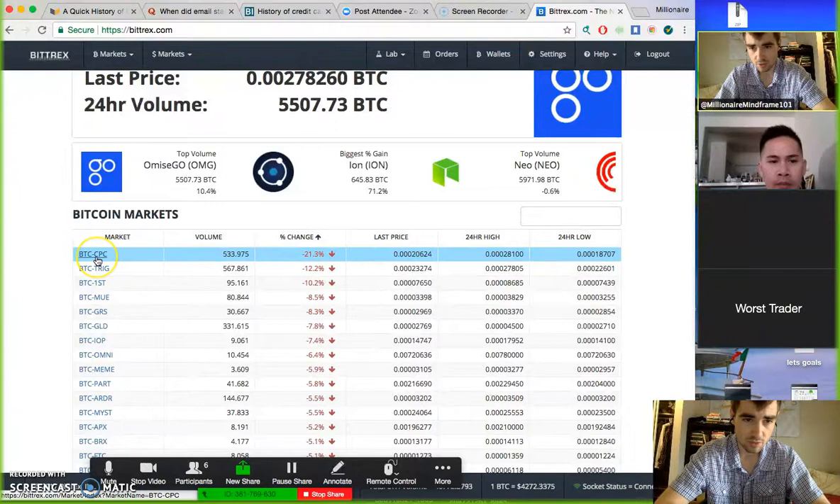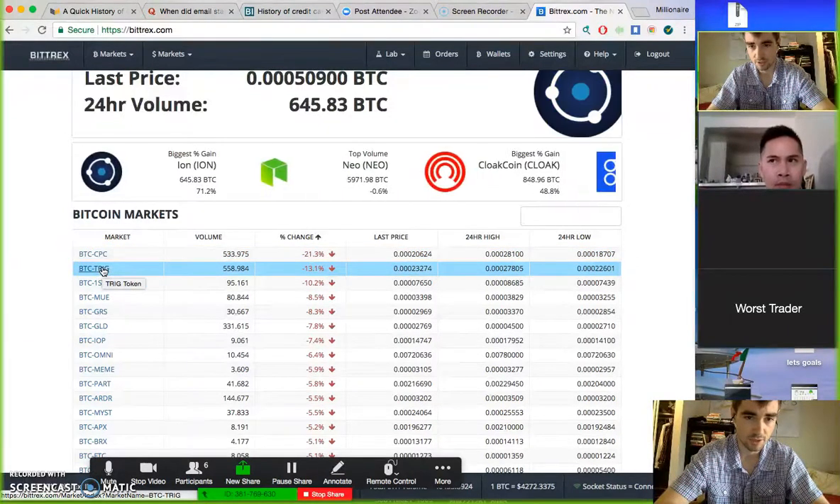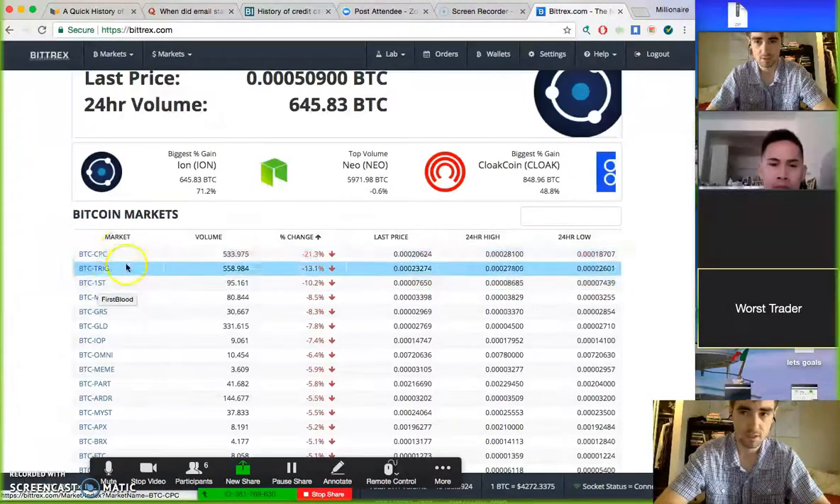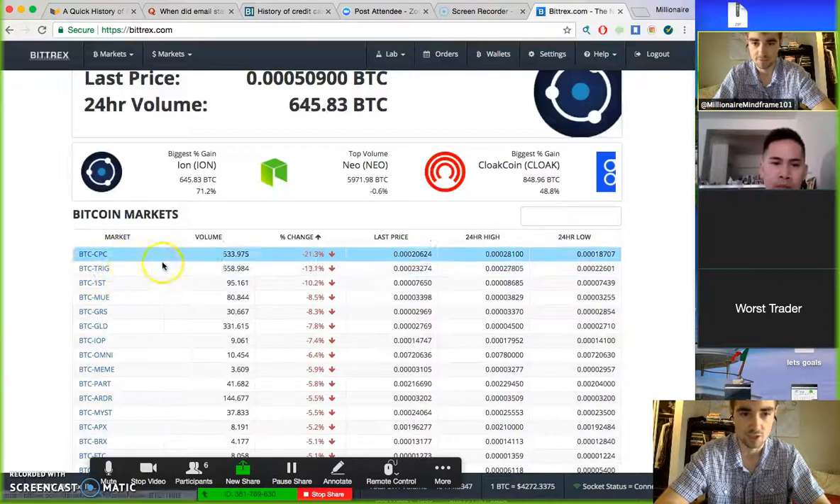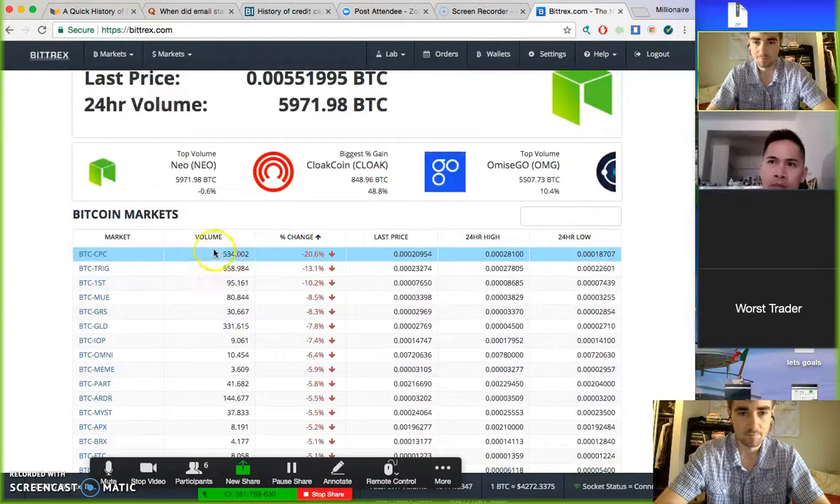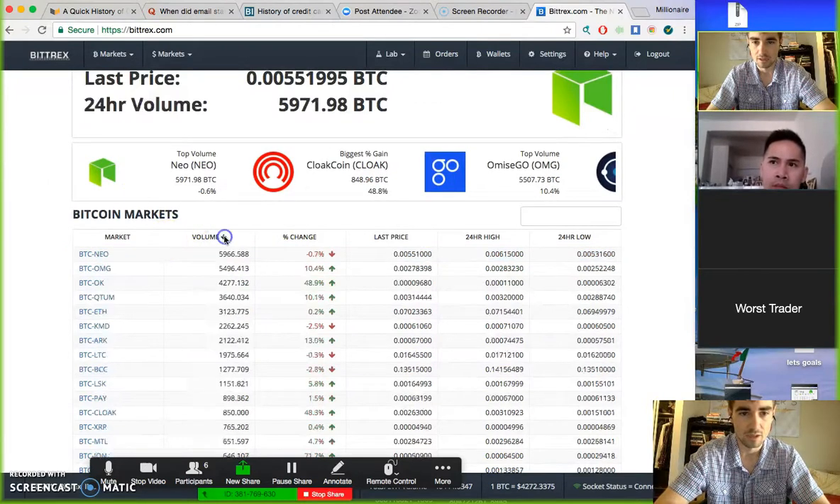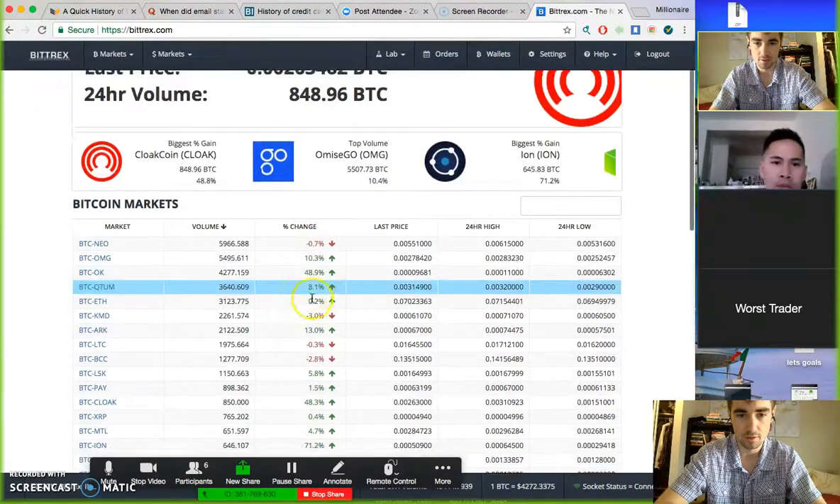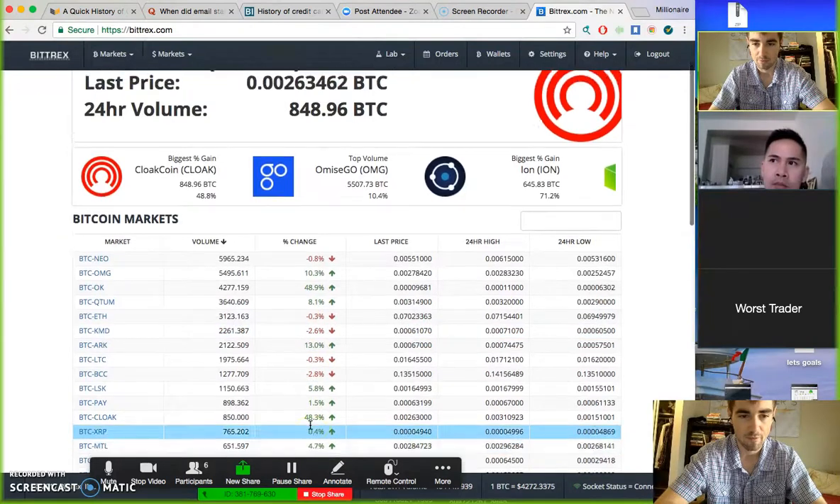Usually, if you go look at these ones, I know someone was talking about CPC in the group, Trig token. These ones might be potential entry positions because they're down so much. But then again, I usually like to go for the ones with the highest volume too. So those are the two things we look for: high volume, and this is just too much green. That's a problem.